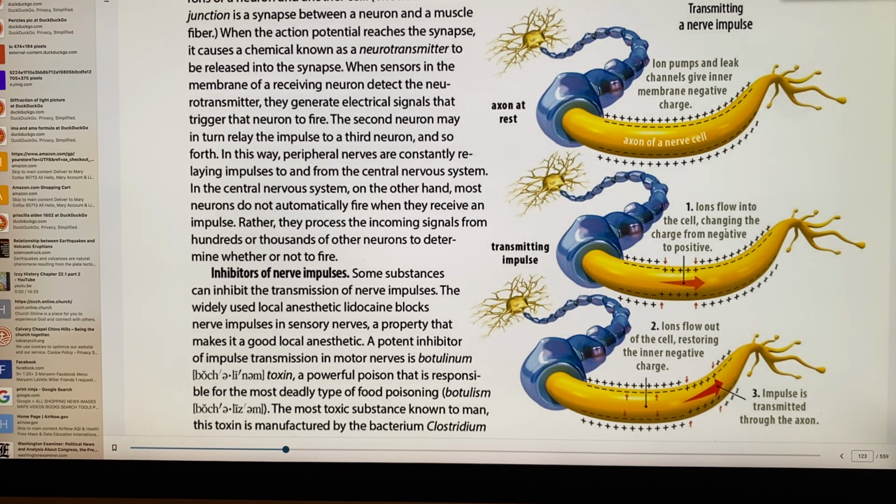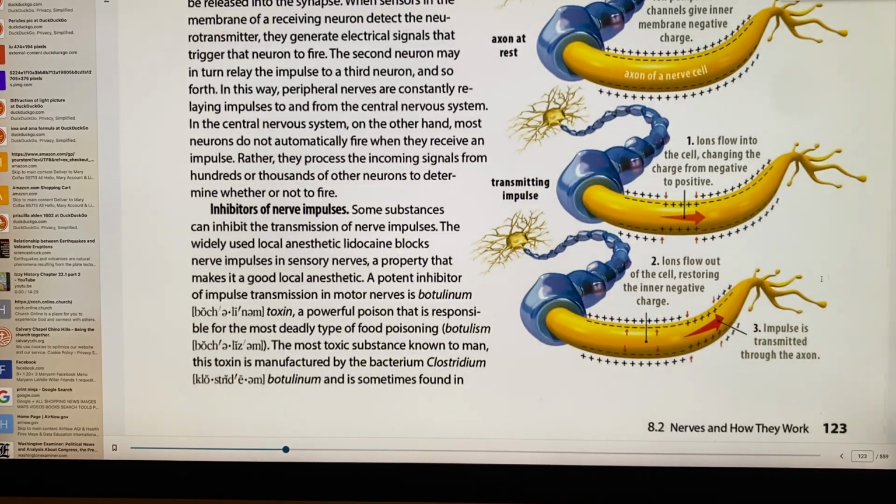If your electrolytes are out of whack, you're going to have a big problem with your nerves. That's why they always test your blood and your electrolytes to see if they're okay, because you really need to have these electrolytes. Calcium is another one, but here we have the picture of the sodium and potassium ion pumps. So let's go on here.